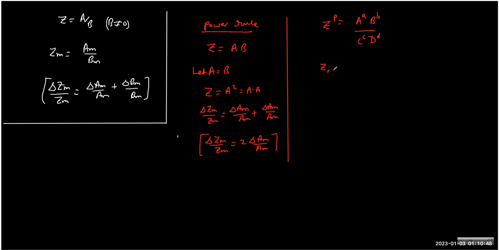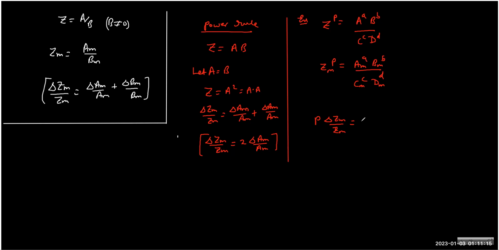To find the mean value, it is very easy. Just substitute the mean everywhere. No need to worry. And therefore you got the mean. Okay, this is the answer. Now how to get the error part? So p times delta z mean by z mean. The power gets multiplied.